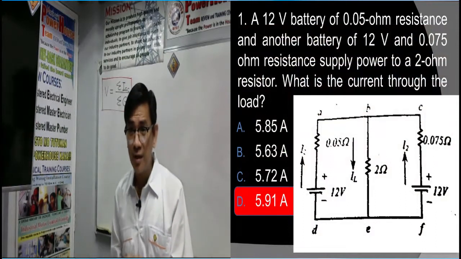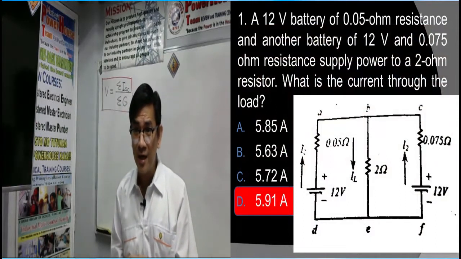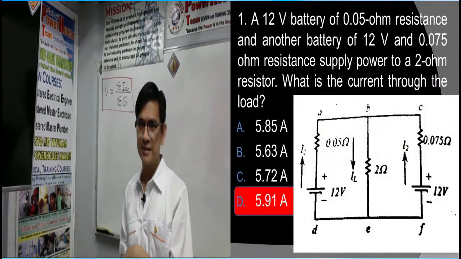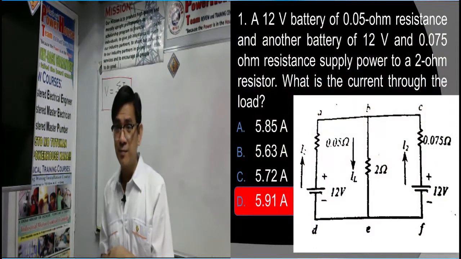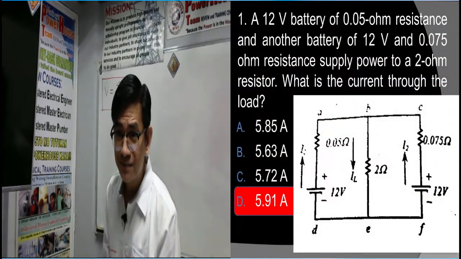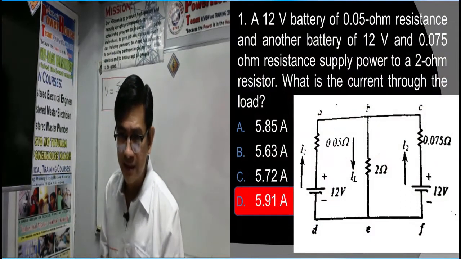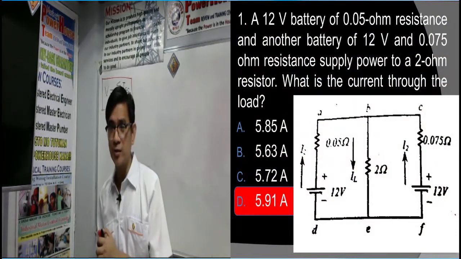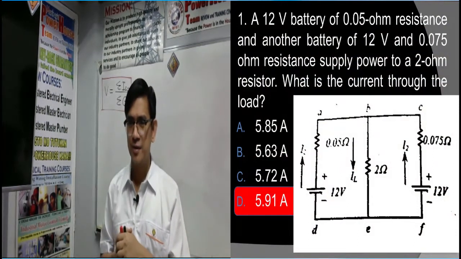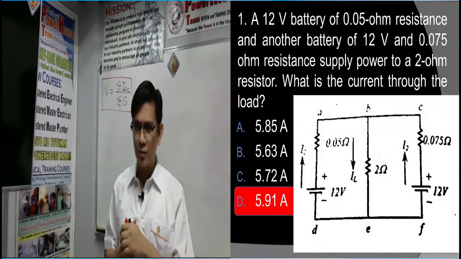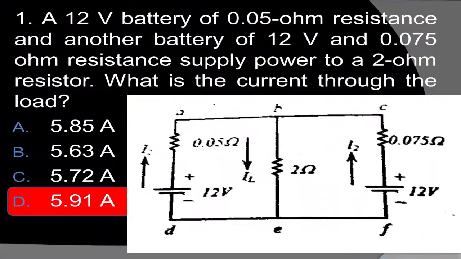We have a 12 volts battery of 0.05 ohm resistance and another battery of 12 volts and 0.075 ohm resistance supplying power to a 2 ohm resistor. What is the current through the load?